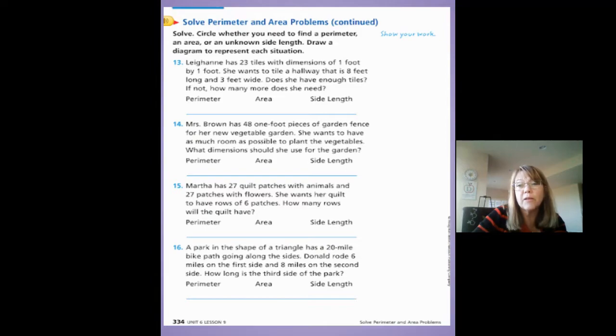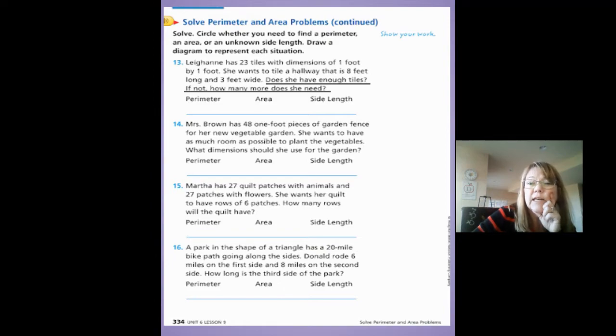This is going to be your homework, but just like last time, I'm going to give you guys some hints. So first one is Leanne has 23 tiles with dimensions of 1 foot by 1 foot. She wants to tile a hallway that is 8 feet long and 3 feet wide. Does she have enough tiles? If not, how many more does she need? So 2 questions. You need to answer both. And I underlined those for you.